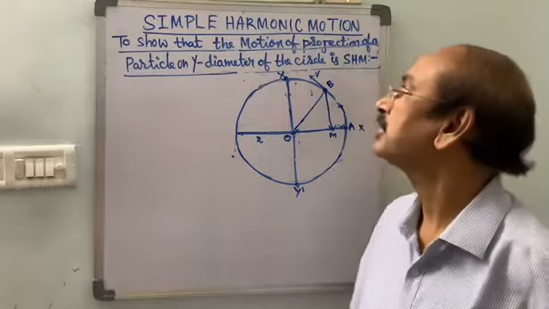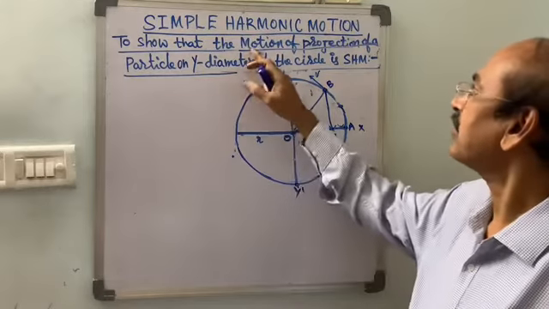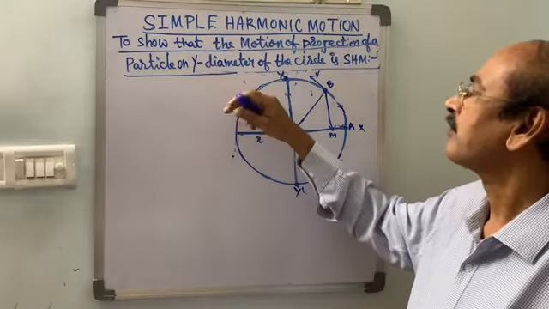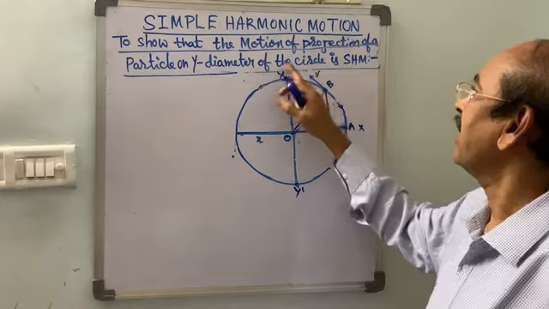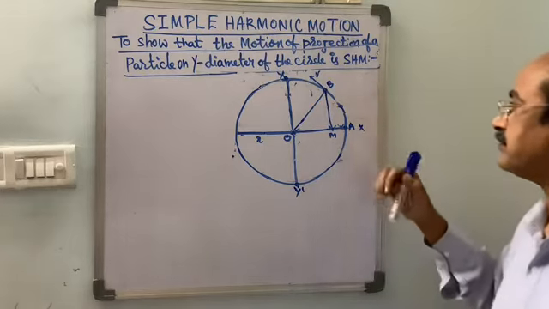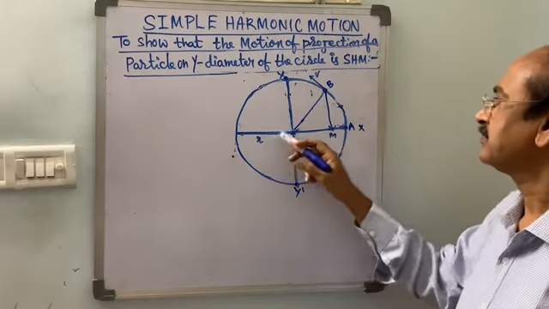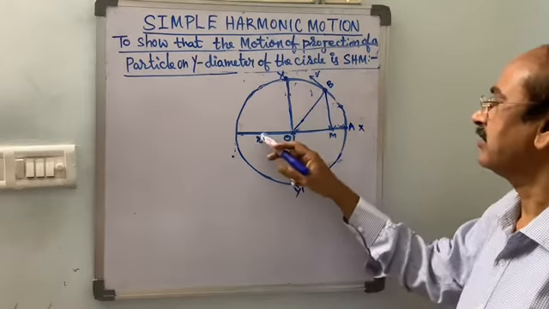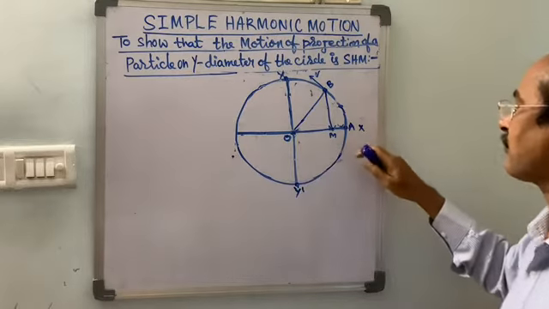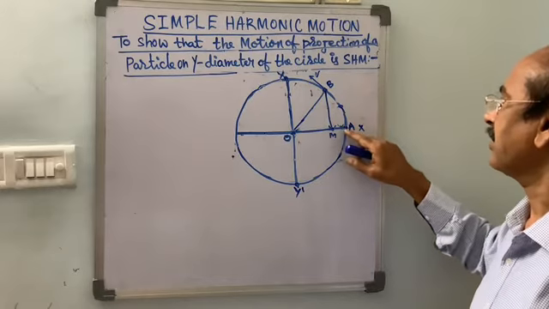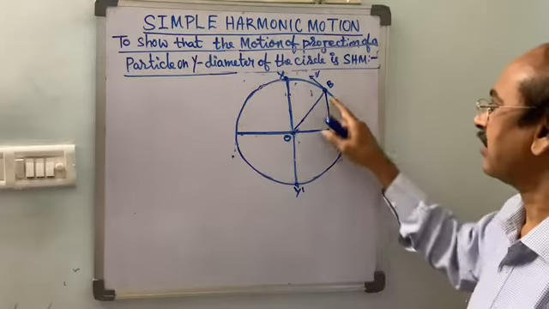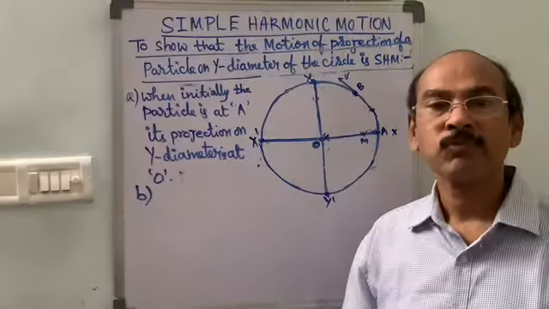Now, let us show that the circular motion, the projection of a particle on the x diameter and y diameter of the circle, is simple harmonic. Consider a circle of radius r and center O, and consider a particle moving along the circumference of the circle of radius r and center O.